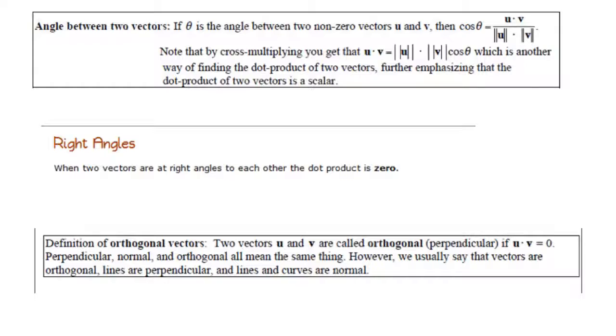Once again, for two vectors at right angles to each other, their dot product is 0 because they are orthogonal. That's just another word. Another word that they use to describe two lines that are perpendicular to each other is normal lines. So orthogonal, normal, and perpendicular are talking about the same thing.